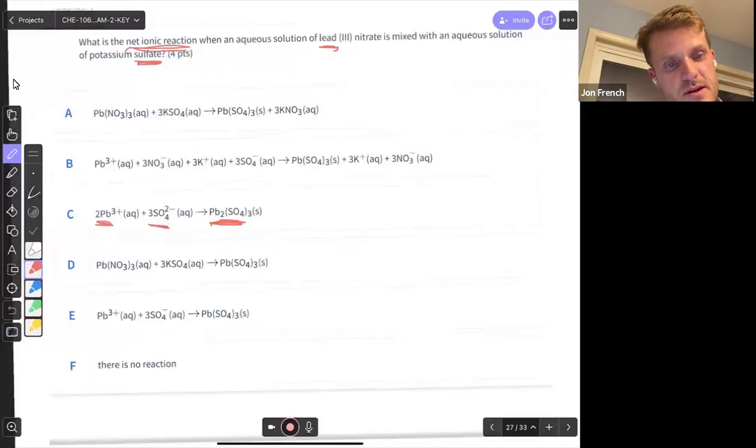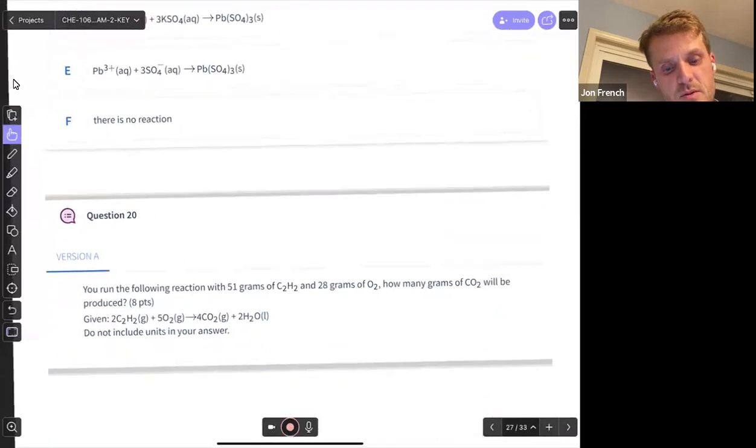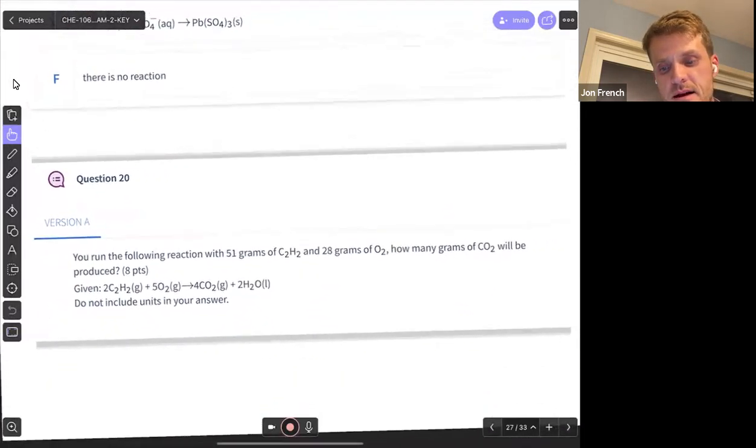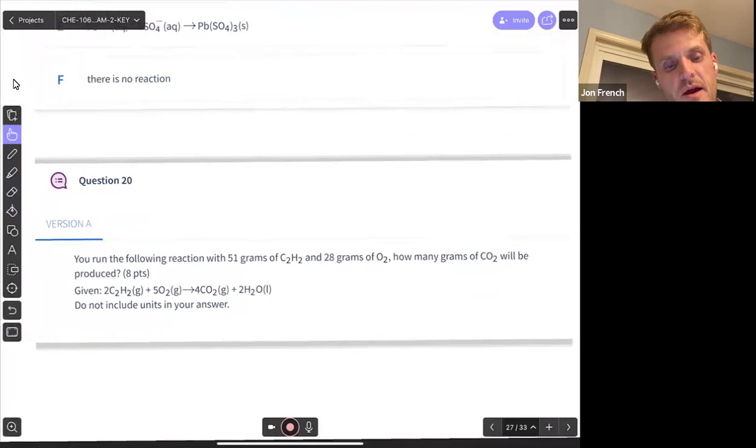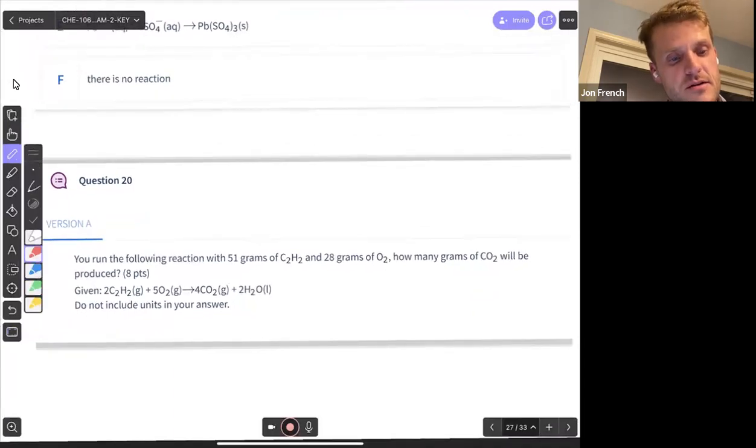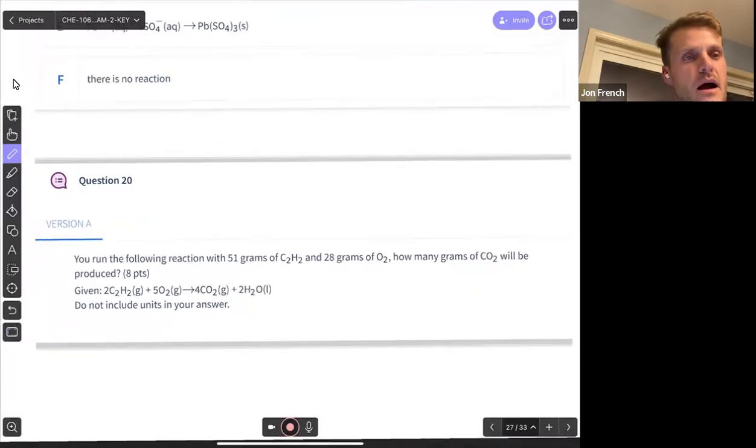Where's question 20? Oh, it's at the bottom here. All right, question 20. Acetylene, oxygen, how many grams of CO2? Okay, so this is a limiting reagent calculation like you'd expect to see on the exam, except on the exam, I would give you the molar masses to kind of expedite the problem.